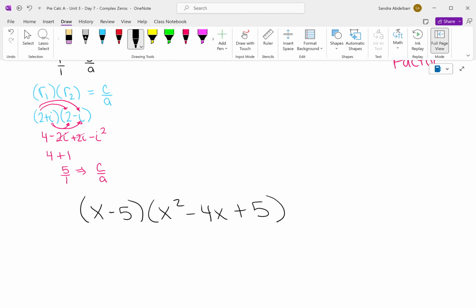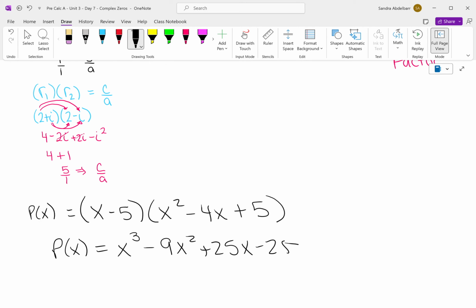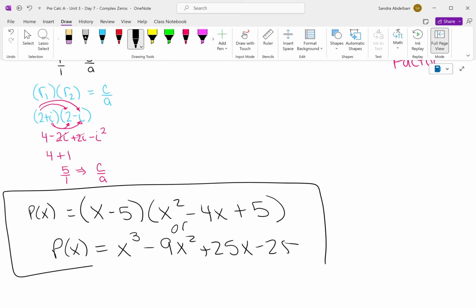We can leave it like this. I'm okay if you leave it like this. If you were to multiply it out, it would have gotten you x cubed minus 9x squared plus 25x minus 25. Do I care which one you write? No. There's our third degree polynomial.